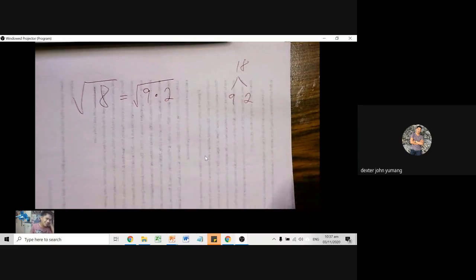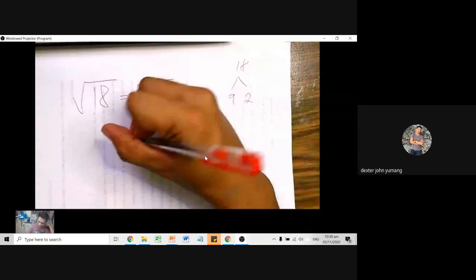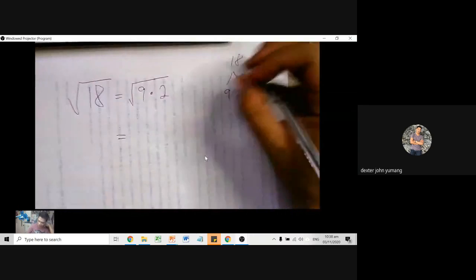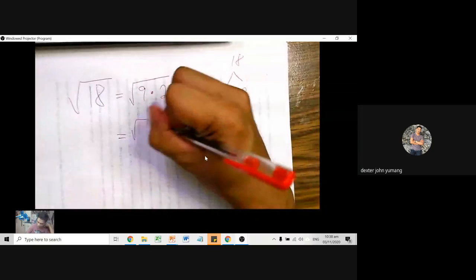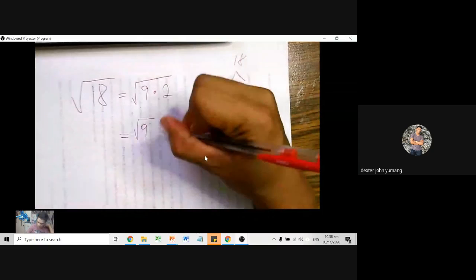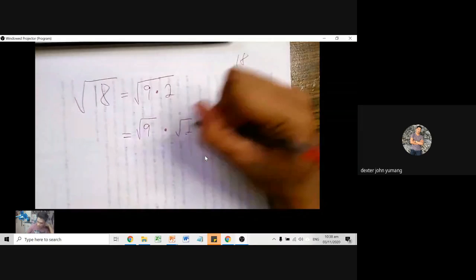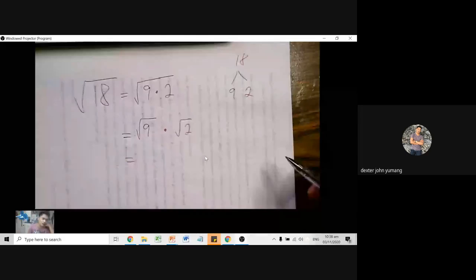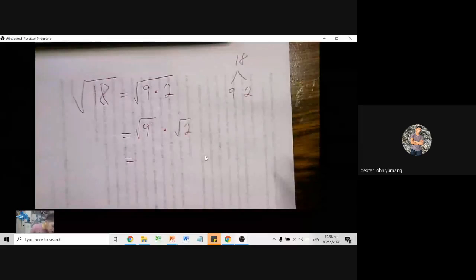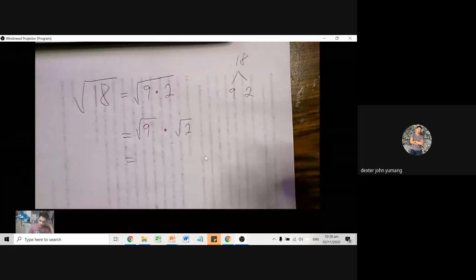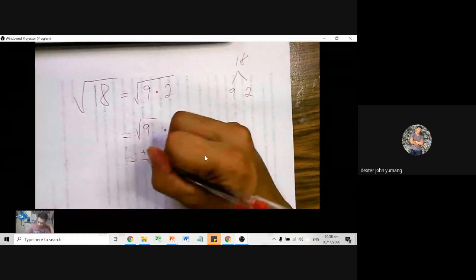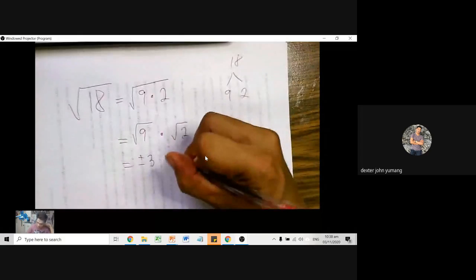Ako na naman magsagot. Sige, I will help you. Square root of 9 at saka square root of 2, ihiwalay. Square root of 9 times square root of 2. So, perfect square ba si square root of 9? Yes or no? That is yes. Sabi po ni Dem, it's plus minus 3. Tingnan natin. The square root of 9 is positive, negative 3 times kopya si square root of 2.